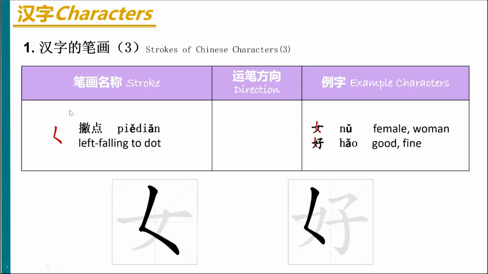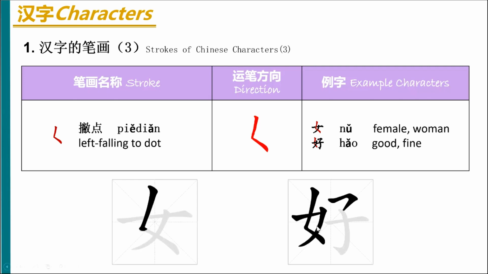Second stroke is 撇点, 撇点. It's also the combination of 2 known strokes. 撇, left falling, and 点, a dot. The direction is 撇点. Example characters like 女, 女 means female or woman.